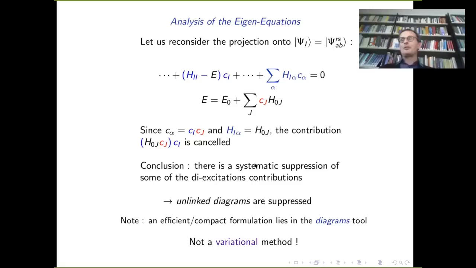The problem with this method, and it would not be fair not to conclude on that, because it seems to be a very compact way to introduce the coupled cluster expansion of the wave function, is that it is not a variational method. And not just that, but it's also very demanding in terms of calculation cost.